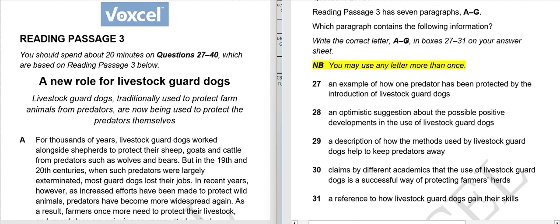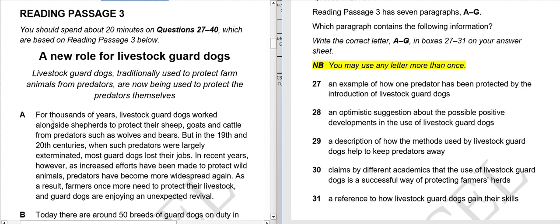To solve paragraph contains information, you have to read the first paragraph and then read all the questions and see if you get any answer or not. You should be very careful that there are only 5 questions and you have 7 paragraphs. Simple math says 2 paragraphs will not be present in the answers, but because of this instruction, you may use any letter more than once, there may be 3 or more paragraphs that you will not need to use.